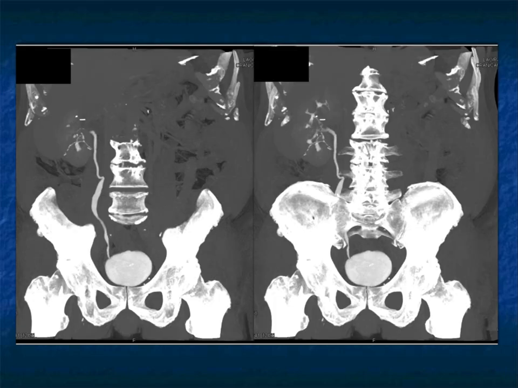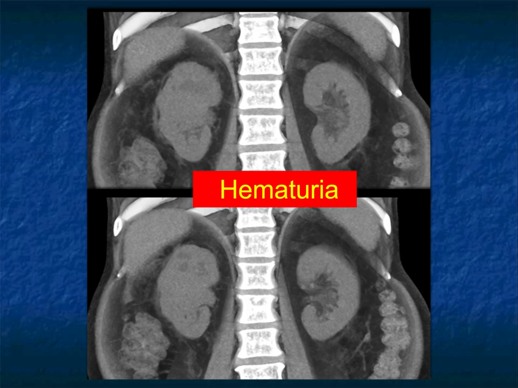And just to show you a few more images, remember my point. Always get sliding MIPs. If you're not a 3D person, I don't care. Have your techs make a stack of MIP images and look at the coronal MIPs on the excretory phase imaging.